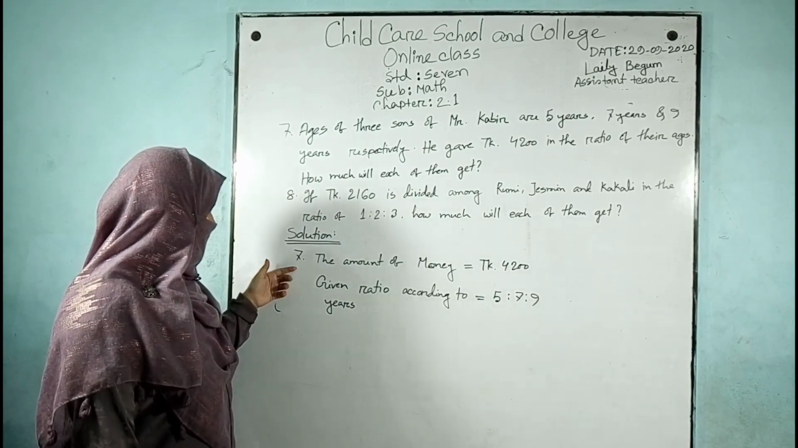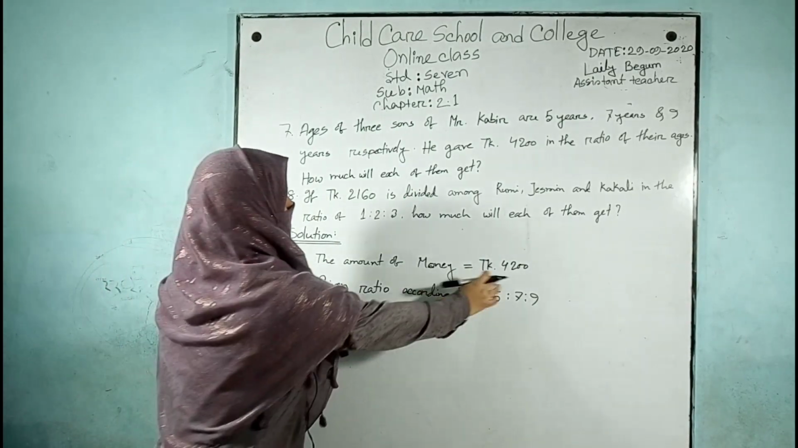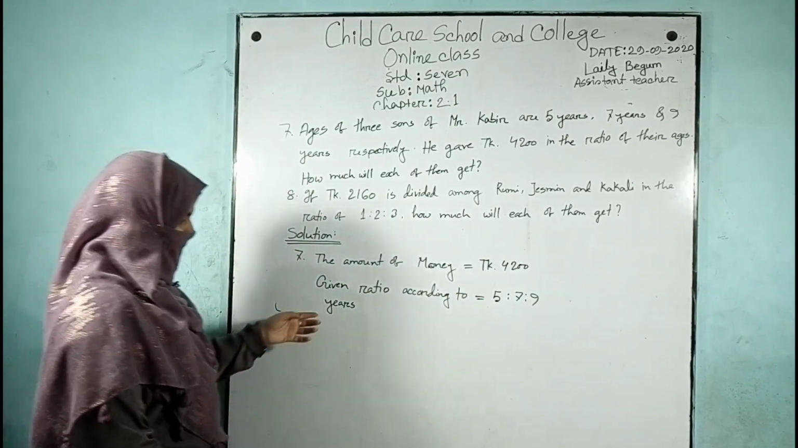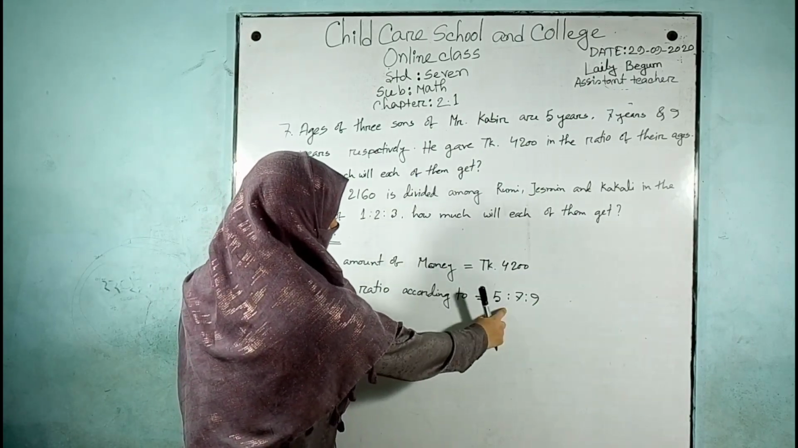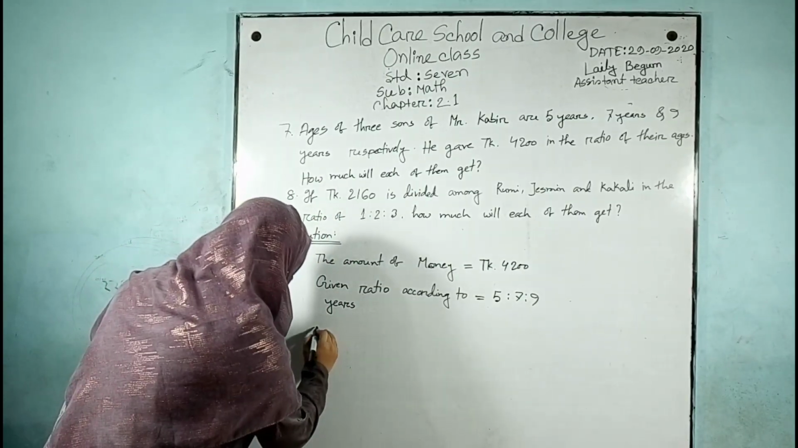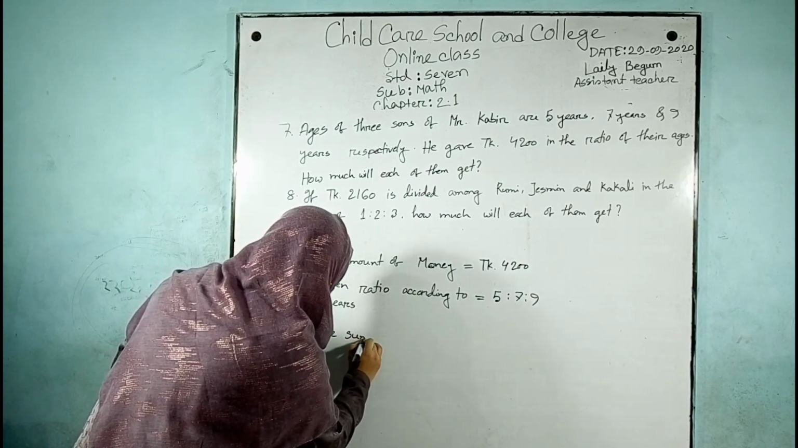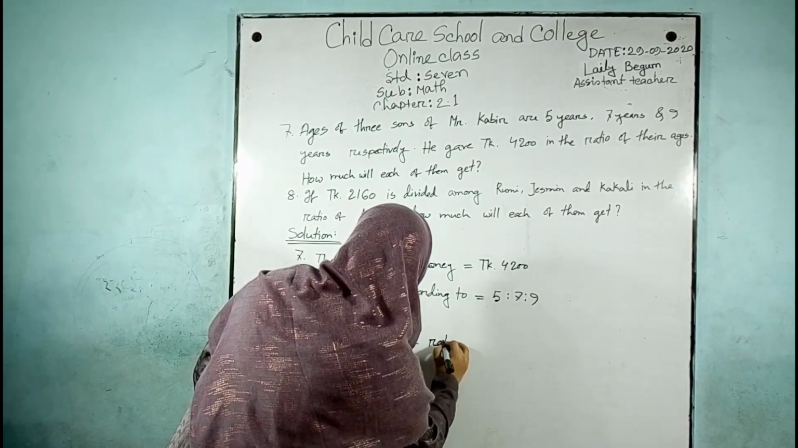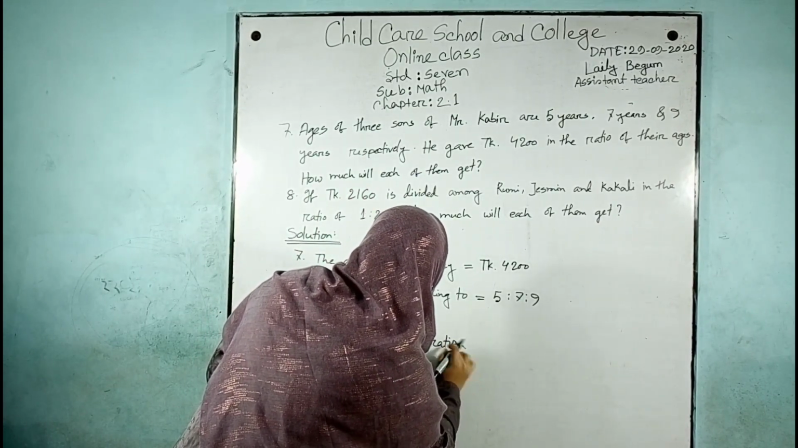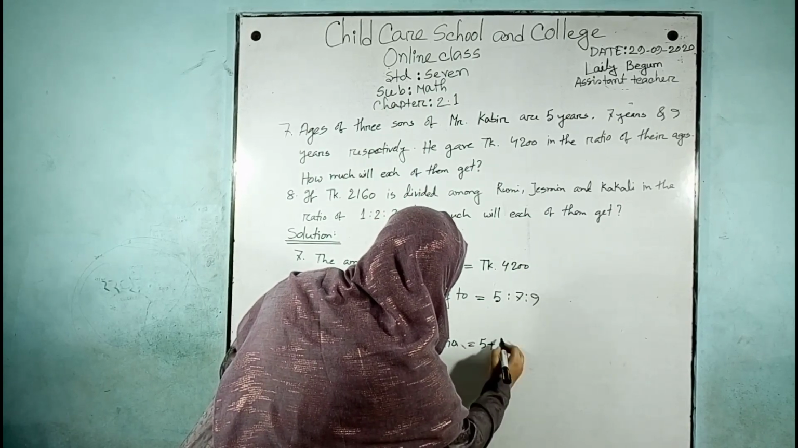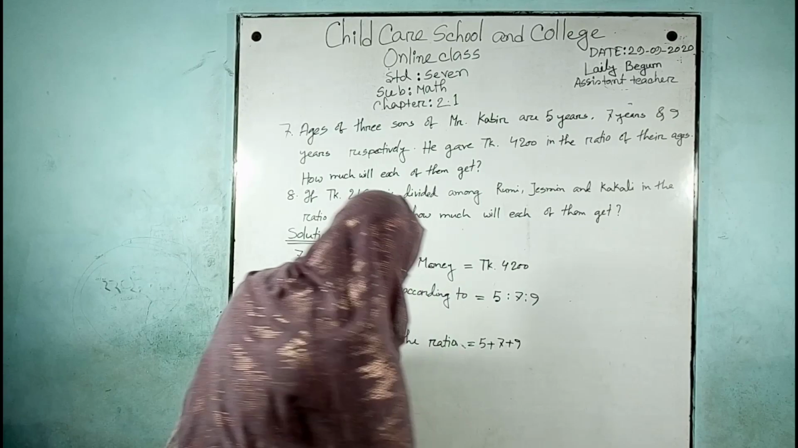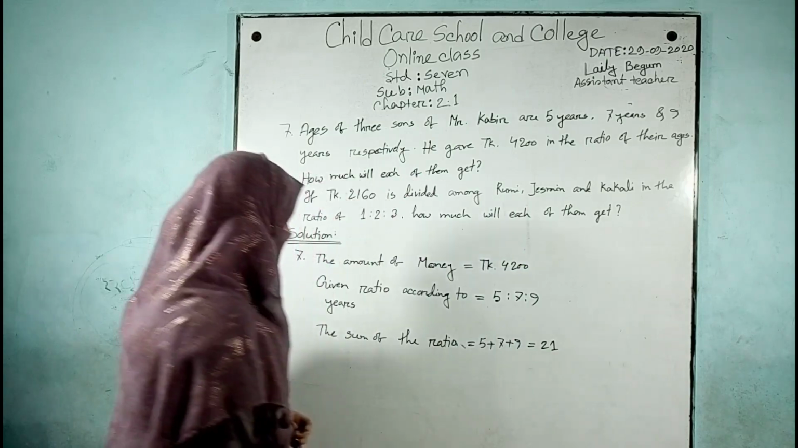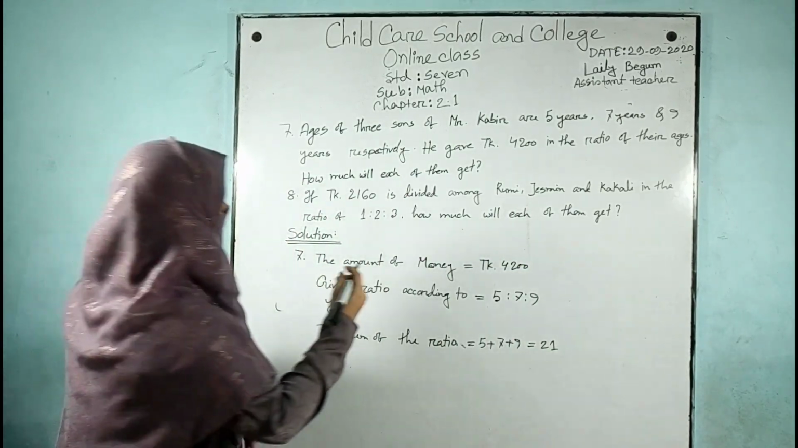So now we solve this question. Question 7. The amount of money is Taka 4,200, and the ratio is according to his children's ages, that means 5:7:9. Now the sum of the ratio equals 5 plus 7 plus 9. That is 21.